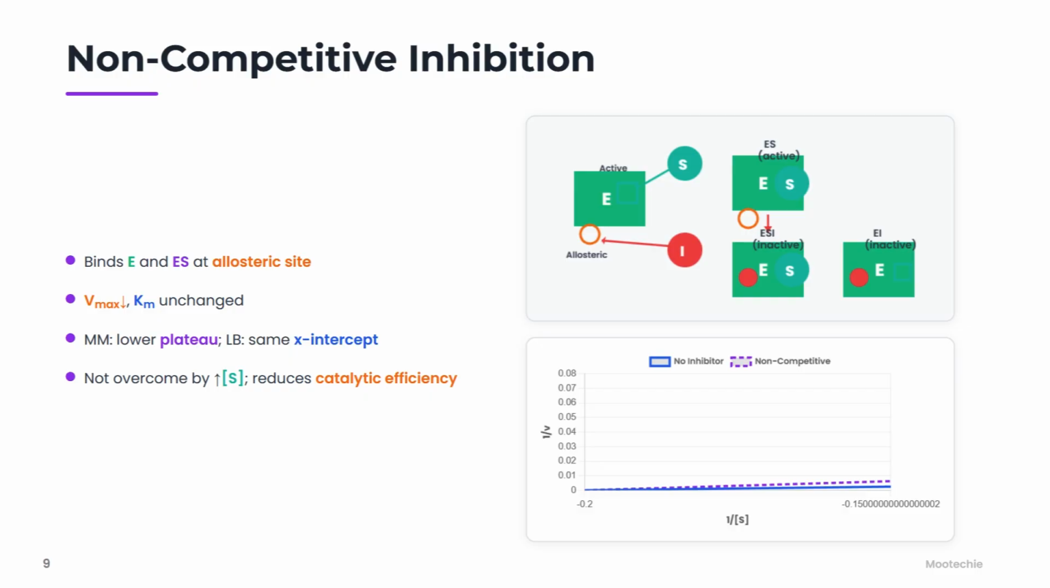On a Lineweaver Burk plot, the lines share the same x-intercept. This type of inhibition cannot be overcome by increasing substrate concentration. It reduces the overall catalytic efficiency.